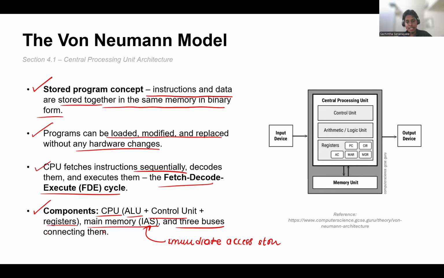And then there are three buses that connect all of these together: the system bus, control bus, address bus, and data bus. So here you can see a simplified diagram of the von Neumann architecture. Feel free to take a look at it. Feel free to take screenshots, whatever. Make sure that you understand this diagram and the components involved.